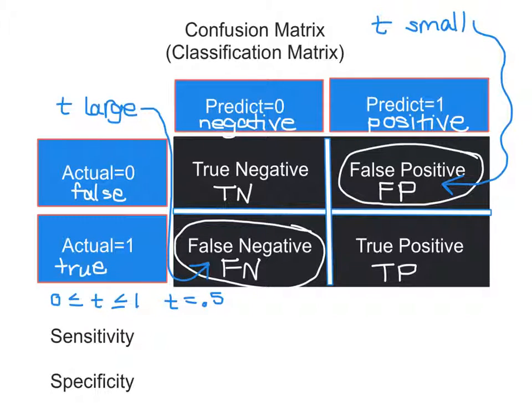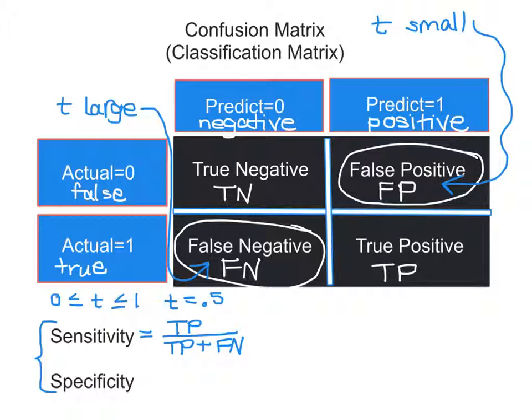The true outcome measures are sensitivity and specificity. Sensitivity is equal to the value of the true positives divided by the sum of the true positives plus the false negatives. This measures the percentage of positives that we've classified correctly. This is also known as the true positive rate.